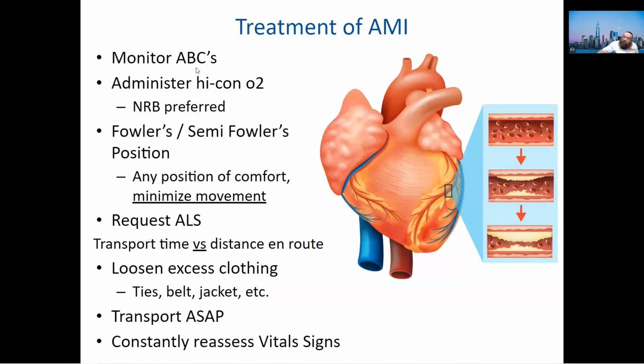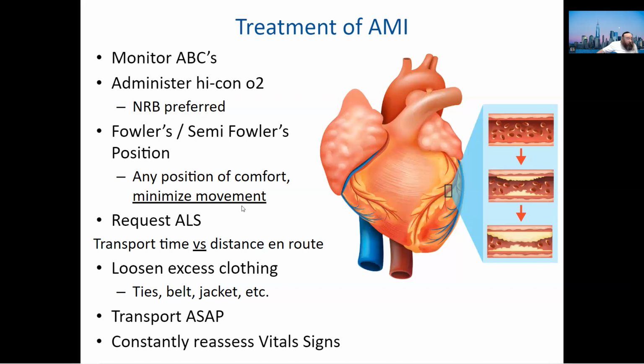So, ABCs. Here I put give oxygen. Today we're saying a little different. If they have 94 on the pulse ox or higher, you could withhold oxygen. Position them in POC, position of comfort. Make them comfortable, whatever position they feel best in.